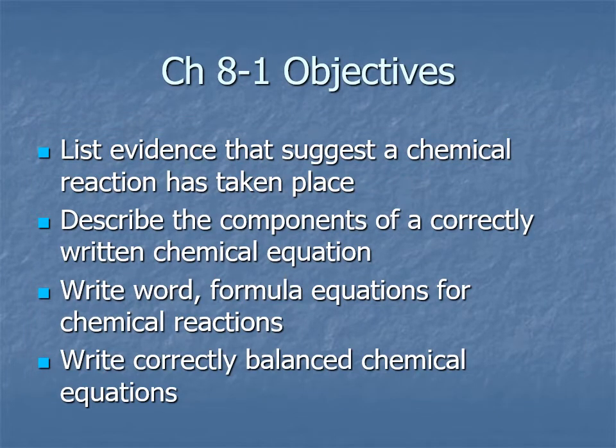And here are the objectives for Section 1. As I look down through these objectives, I do not see anything that has a star or an asterisk beside it, so I believe that this all comes directly out of your book. Understanding when a chemical reaction has taken place based on evidence. Looking at the components of a correctly written equation and identifying them. Understanding how to write a word equation, a formula equation, or a chemical equation for a chemical reaction, and then creating a correctly balanced chemical equation, which we'll do beyond this presentation, in part 2.